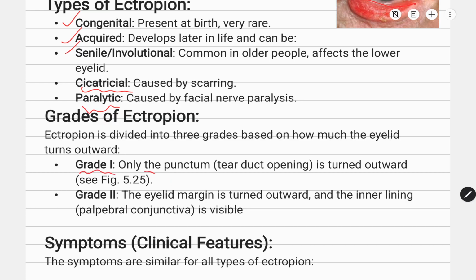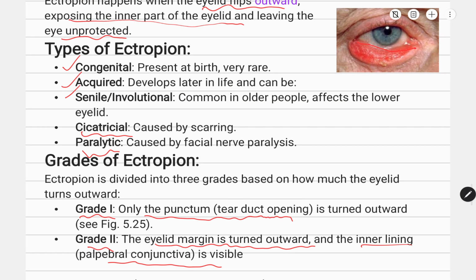Grade 1, only the puncture, the tear duct, is opening. Grade 2, the eyelid margin is turned outward and the inner lining, the palpebral conjunctiva, is visible. So there is the presence of some tear ducts. If only tear ducts are visible, we call it grade 1. But if the palpebral conjunctiva is visible, we call it grade 2.